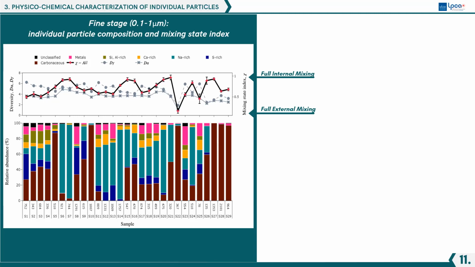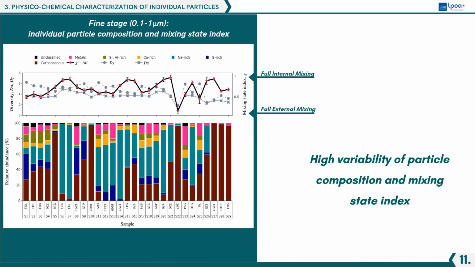In this figure, I show you the individual particle composition and mixing state index of the 29 samples collected during these events. On the top, you have the evolution of the mixing state index and the evolution of the chemical diversities, the average and the bulk. In the bottom, you have the evolution of each sample's individual particle composition, with metals in pink, SCl-rich in olive, Ca-rich in yellow, orange, NR-rich in green, S-rich in blue, carbonaceous in maroon. And you have the variation of the mixing state index from a full external mixing to a full internal mixing. What we observe is that there is a high variability of particle composition and mixing state index, and it is obvious, as you can see.